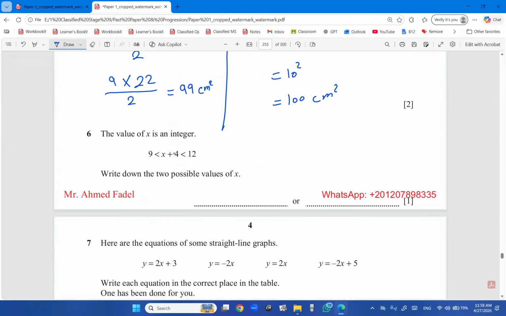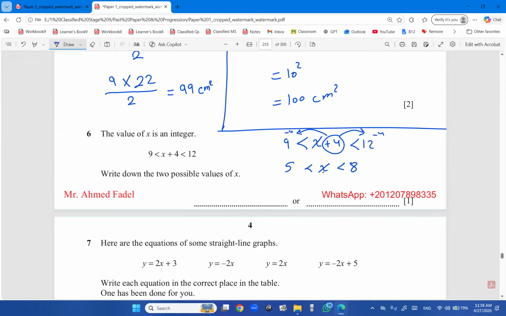In this one over here, you need to solve this inequality. Solving this inequality, let me write it. You send the positive 4 to the other side, -4, and also to this side, -4, to let x be on its own, by itself. So x is greater than 9 minus 4 equals 5, and less than 12 minus 4 equals 8. So x is somewhere in between.